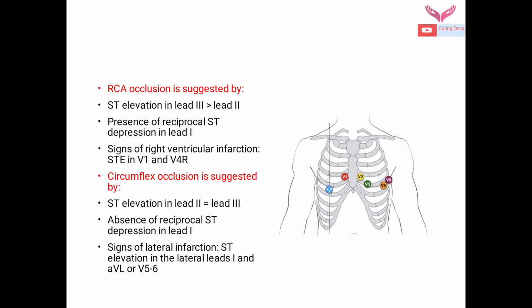Right coronary artery occlusion is suggested by ST elevation in lead 3 more than lead 2, presence of reciprocal ST depression in lead 1, and signs of right ventricular infarction, that is ST elevation in V1 and V4R. Circumflex occlusion is suggested by ST elevation in lead 2 equal to lead 3, absence of reciprocal ST depression in lead 1, and signs of lateral infarction, that is ST elevation in leads 1 and aVL or V5, V6.